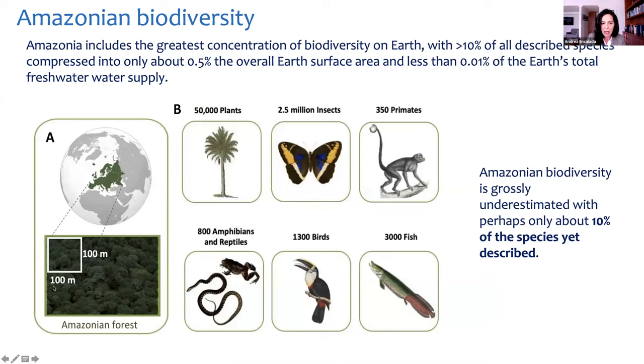So just in 100 meter squares in the Amazon, we have all this diversity of life. Look at how many plants we have there. All the diversity that we have there is almost comparable to all the diversity that we have in Europe. And something that is incredible is that there is still so much diversity to get to know, because there is so much to discover that we still don't know.